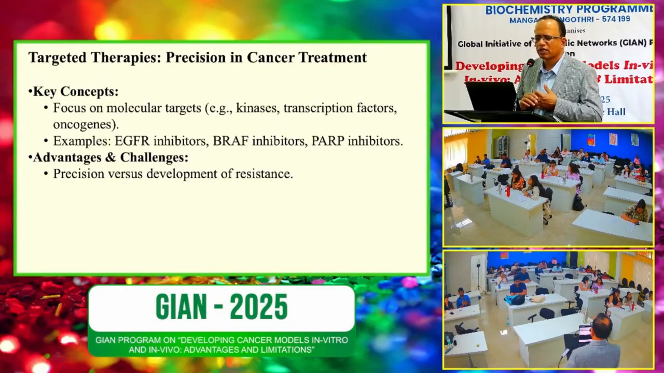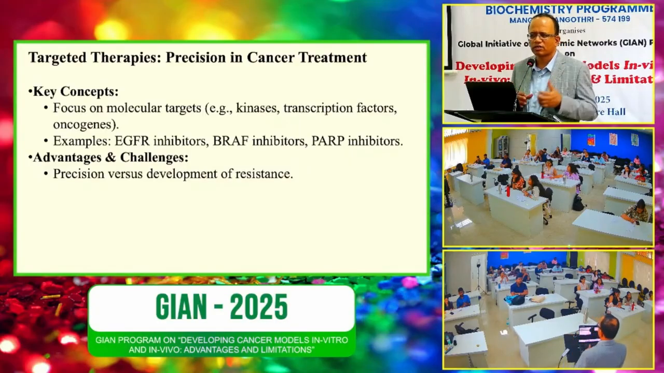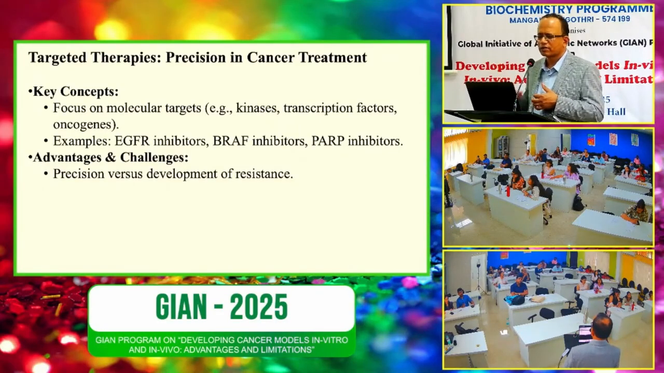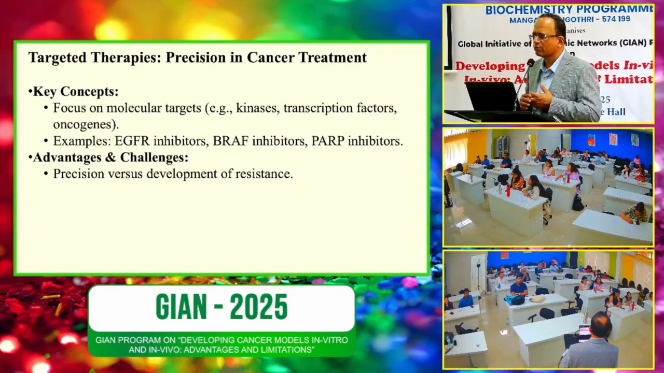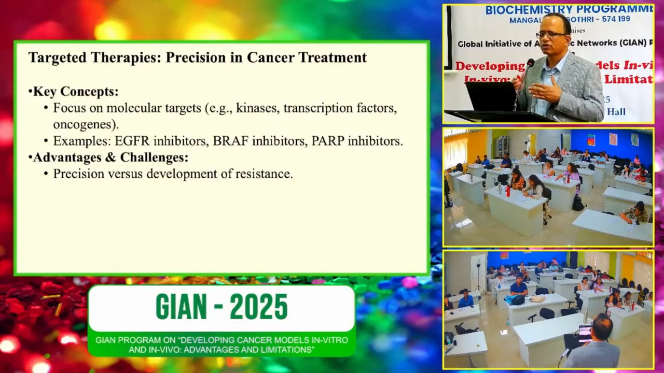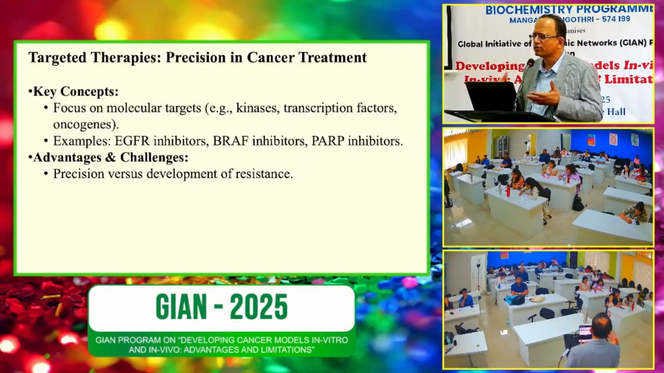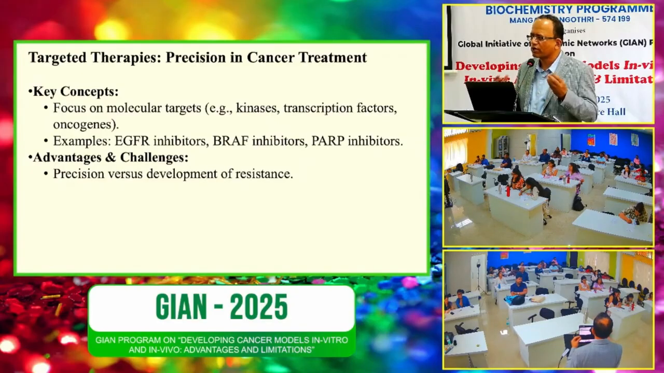Also, the key concepts in targeted therapy: focusing on the molecular target. For example, we talked about one particular kinase, one particular transcription factor, oncogene. I talked about KRAS and I talked about P53. Think about why you want to target this. I gave you a lot of logic behind why I want to use the KRAS model and why I want to use P53. You cannot just go ahead and start working on something because you want to. There's logic behind each and everything. That's why you need to do a lot of literature survey.